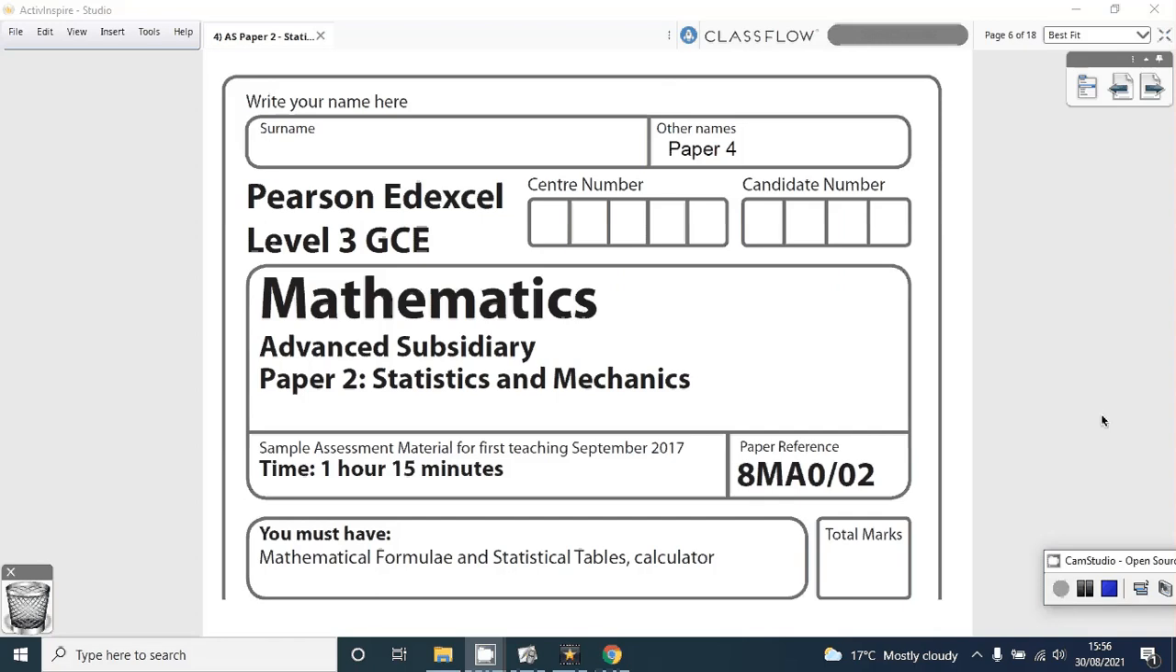So in this video, I'm going to talk you through the answers to the AS Paper 2 Stats and Mechanics for the sample assessment material. Now I say stats and mechanics, I'm actually only going to talk you through the solutions for the mechanics questions. Now for each one, we'll start off with the question itself.